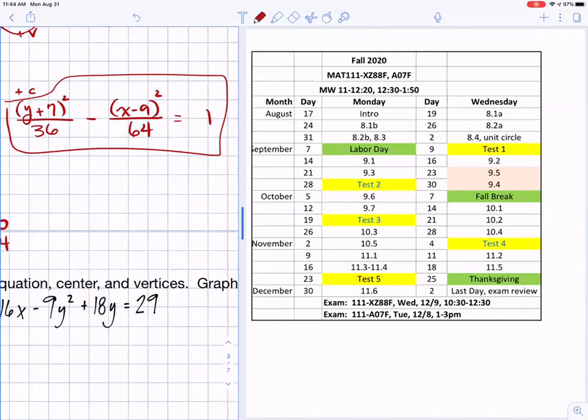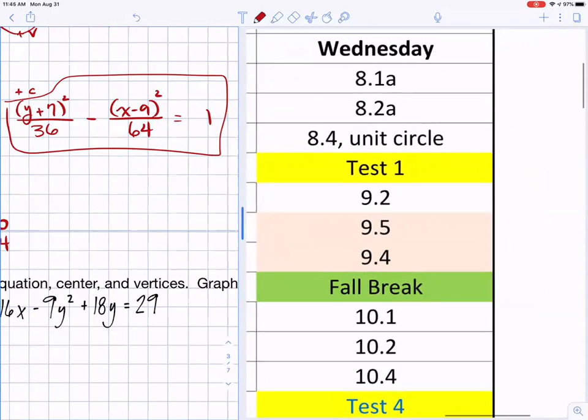The third thing I want to mention is that this coming Wednesday, I'm going to be talking about section 8.4, but I'm also going to be talking about the unit circle. So I wanted to take just a minute to prep you for what you're going to be doing here. I actually will not be teaching you the unit circle on Wednesday. Hear me and hear me well, okay? The unit circle will be the most important thing you learn this entire semester in this class.